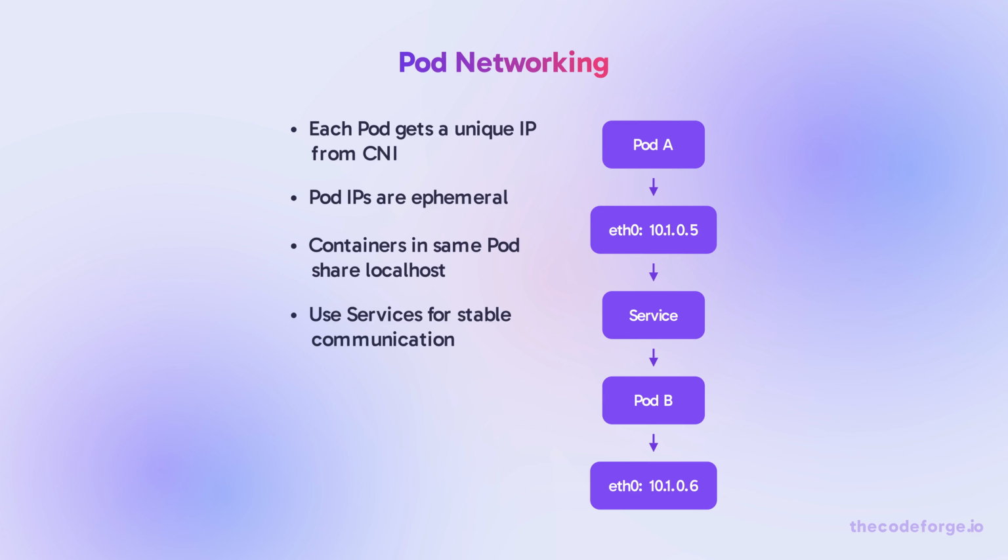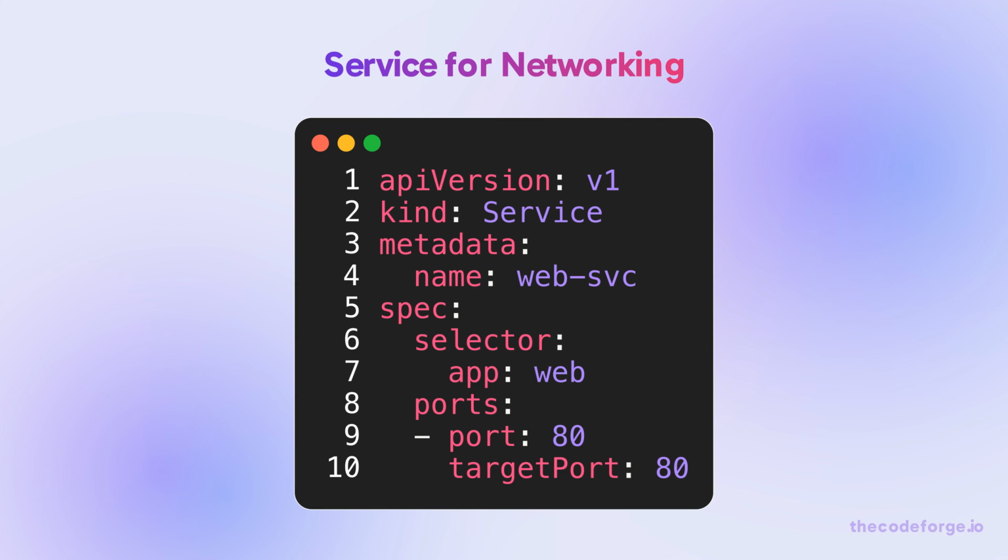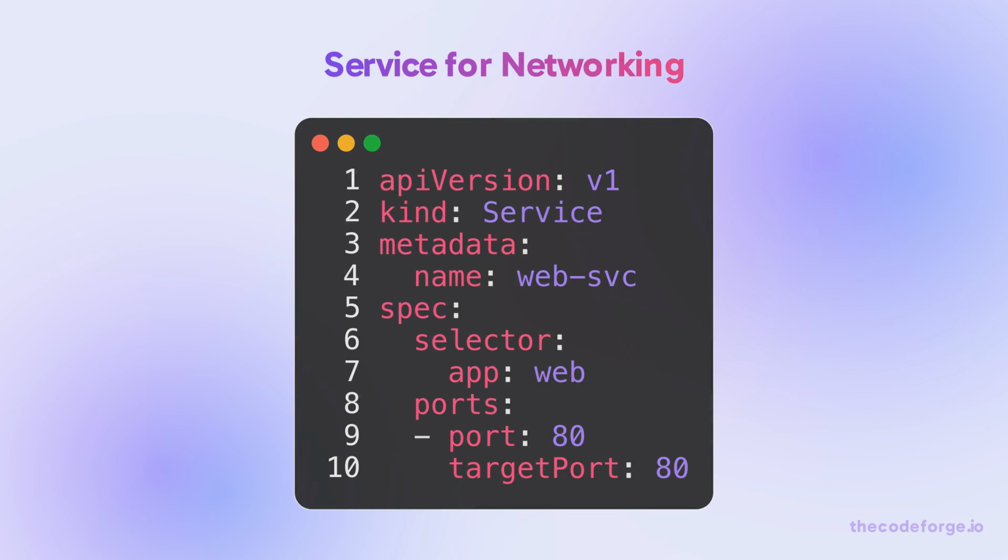Every pod gets a unique IP address, but these IPs change when pods restart. Containers within the same pod can communicate via localhost. For inter-pod communication, always use a Service for a stable endpoint. This Service provides a stable DNS name for pods with label app: web. Instead of using pod IPs directly, clients should use the Service name. This ensures connectivity even after pod restarts.